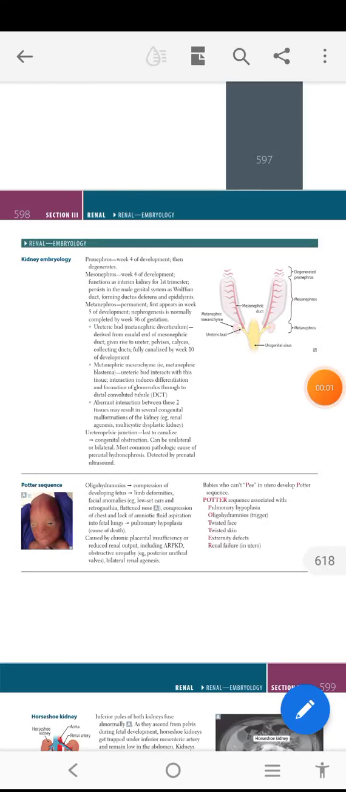Hello everyone. Today I'll be reading for you guys renal embryology and anatomy. So let's start with the renal embryology. Now there are three stages of the renal embryology: pronephros, mesonephros, and metanephros.